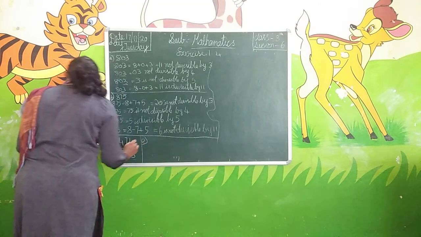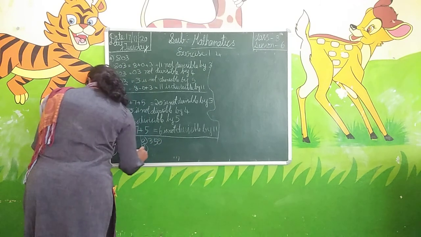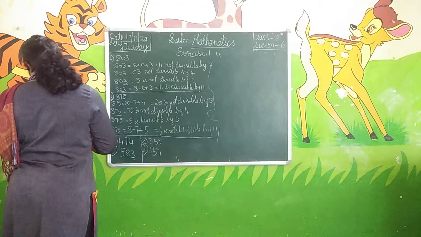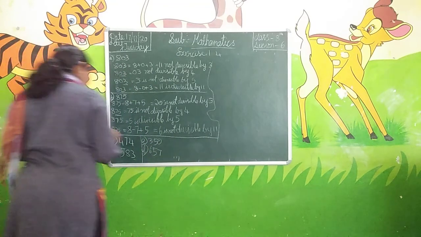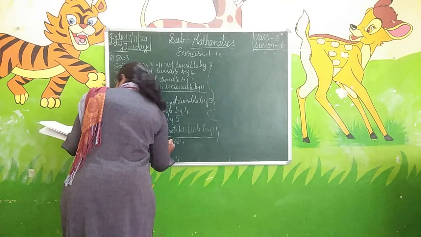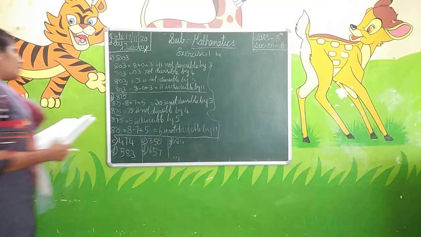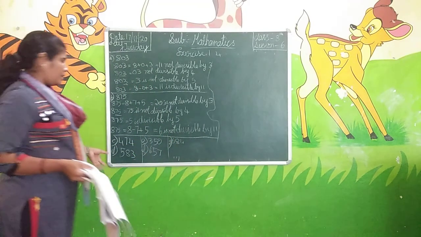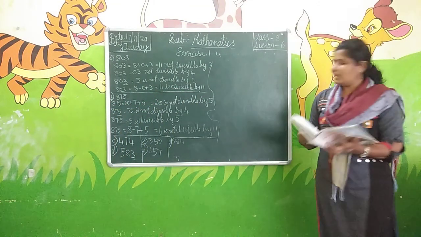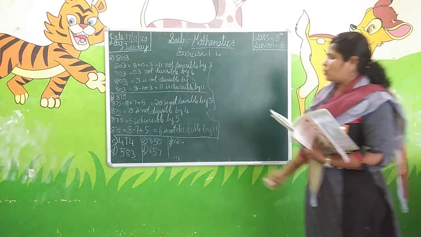And E1 is 350, and F1 is 657 and 684. These 5 problems are homework that you should do and send to me on WhatsApp. Because all of them are 3-digit numbers, you can do them very easily. I have shown you 2 examples.